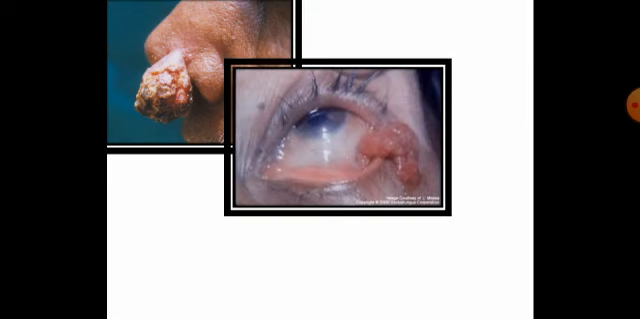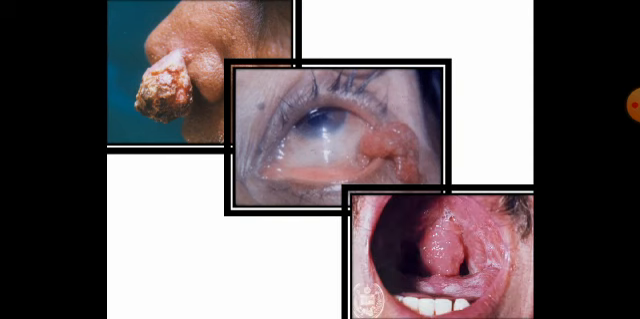So this is a picture which is showing a type of polyp. You can see that it's arising from the nose. So this is referred to as the nasal polyp. In the second picture you can see that there is a polyp which is arising from the conjunctiva. It's referred to as the conjunctival polyp, and all these are subcutaneous tissues. And lastly you can see in the third picture a polyp which is arising from the pharyngeal mucosa. It is known as the pharyngeal polyp or pharyngeal rhinosporidiosis.